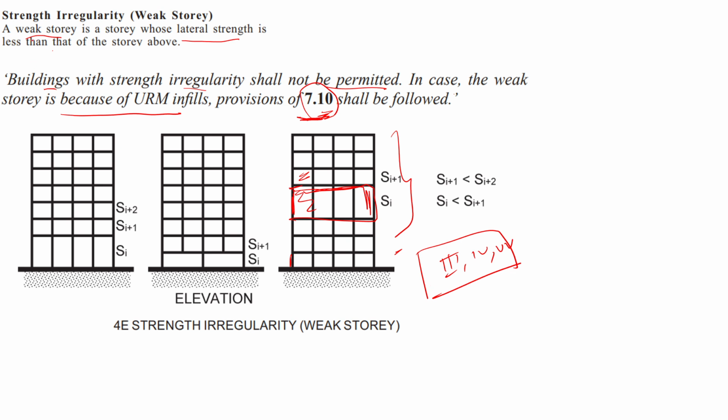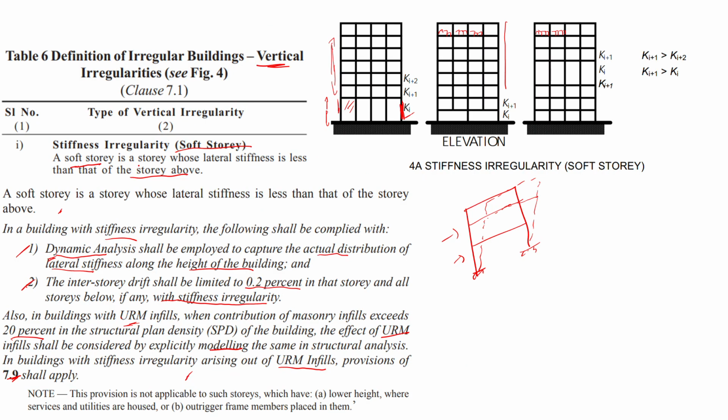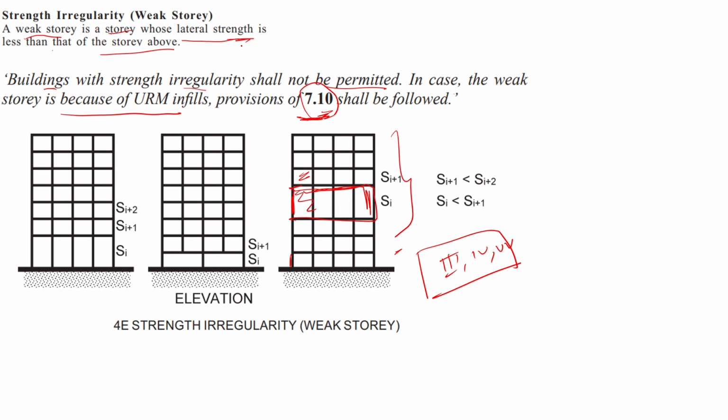So in this case, a weak story is a story whose lateral strength is less than the story above. So the same concept with this also. Here also the soft story is a story whose lateral stiffness is less than the stiffness of the story above. Lateral stiffness comes into the picture here, and lateral strength comes into the picture there. So you should remember stiffness and strength. There is a huge difference in it.